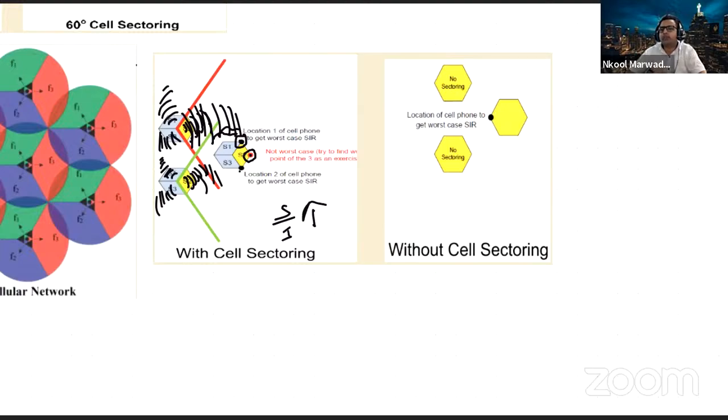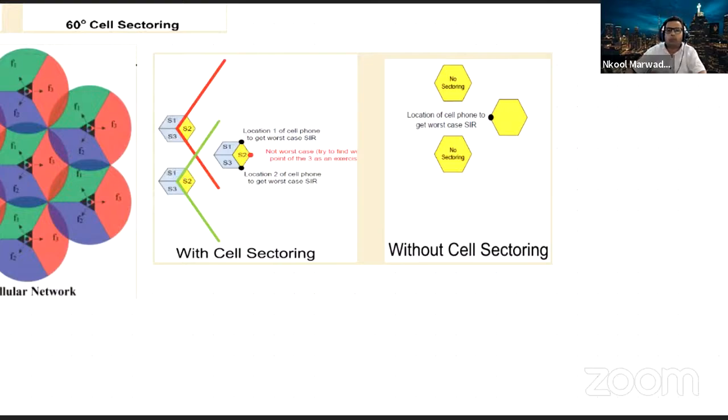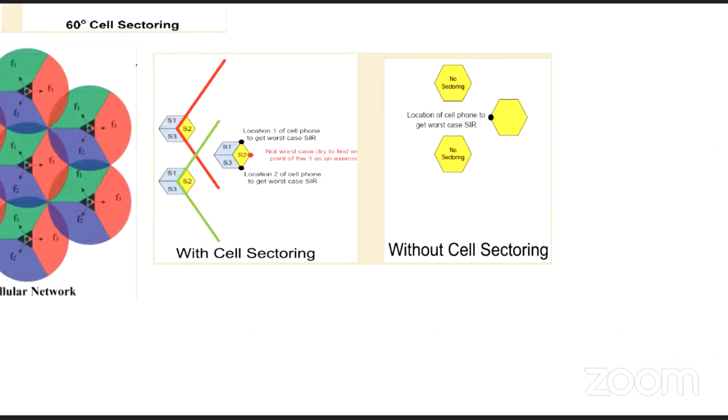And this is what we want, because if we are interested in the quality of the communication, then S by I is the one we are interested in. We have to improve the signal to interference ratio.